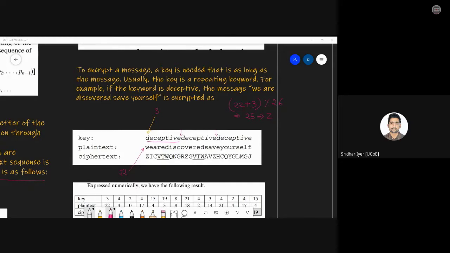First of all, let me ask you, you got this, right? I'm simply following the formula. Plain text plus key mod 26. Fine. Now tell me, what is the significance of this key you can see over here? Very simple question I'm asking.